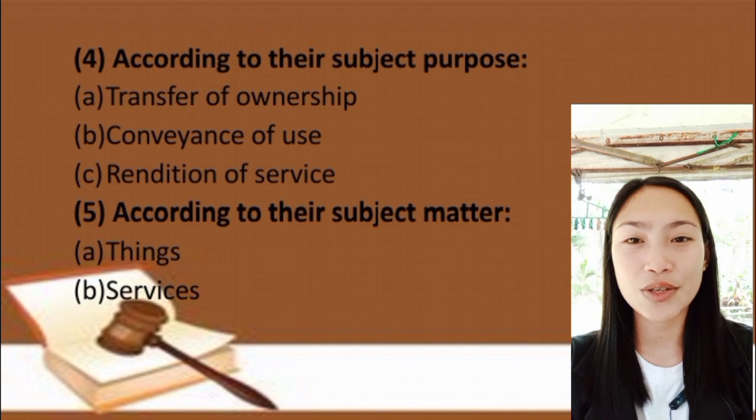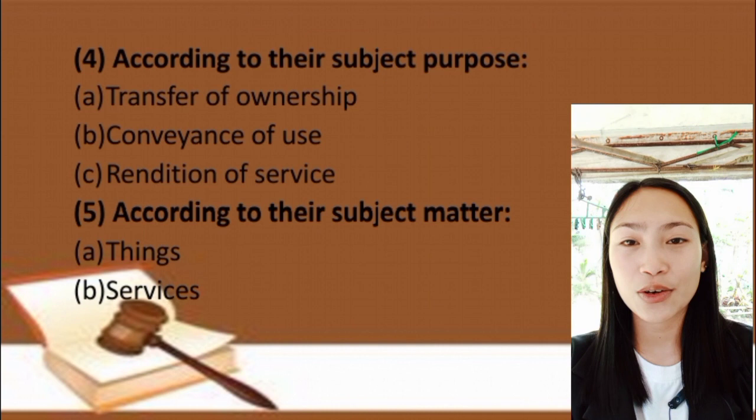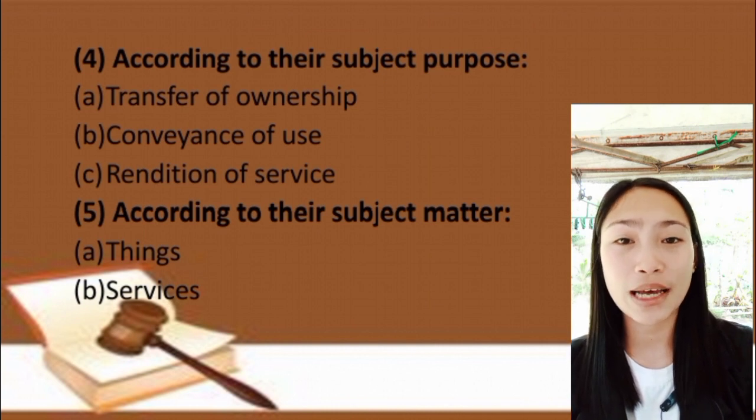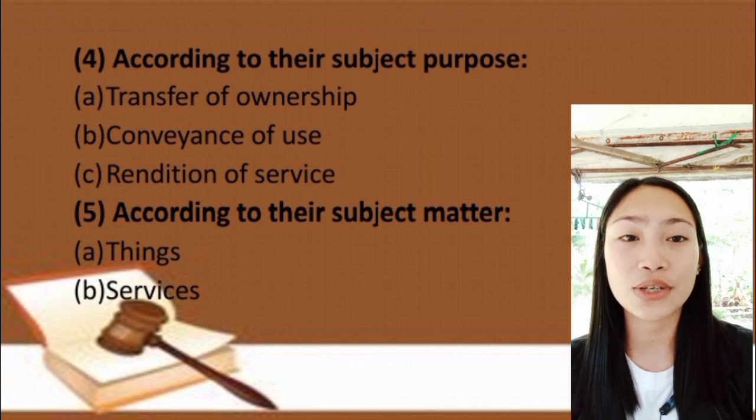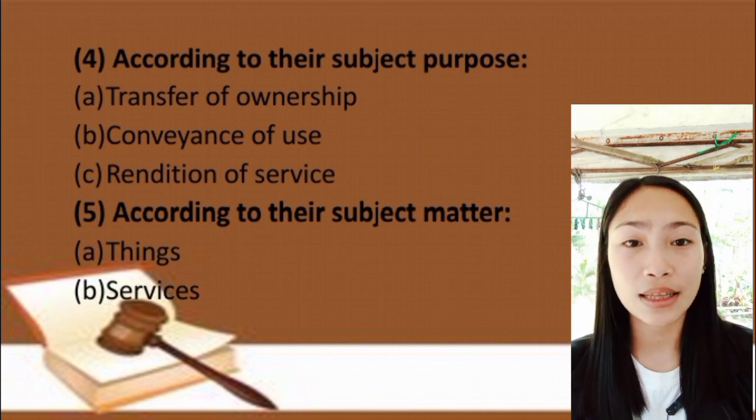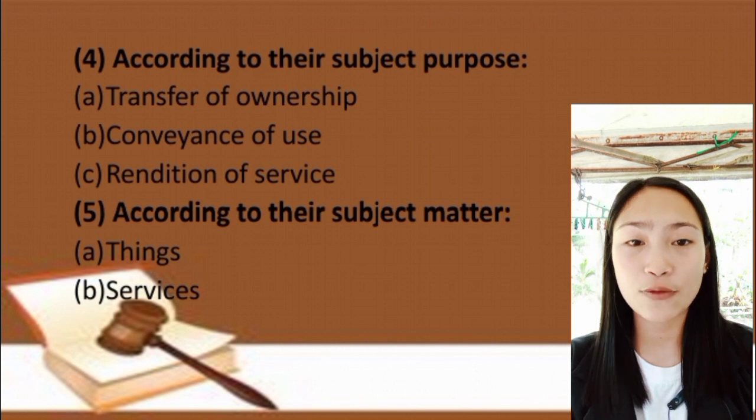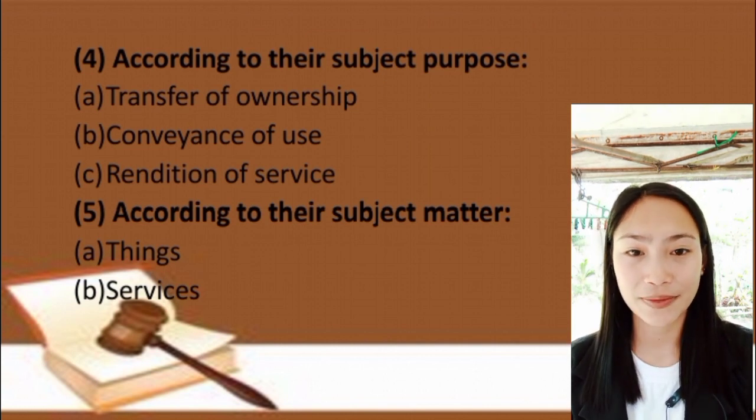According to their purpose, first is transfer of ownership, example, sale. Second is conveyance of use, example, commodatum. Then rendition of service, example, agency, lease of service, and labor. Then according to their subject matter, we have things, example, sale, deposit, then pledge. Then services, example, agency, lease of service, and labor.